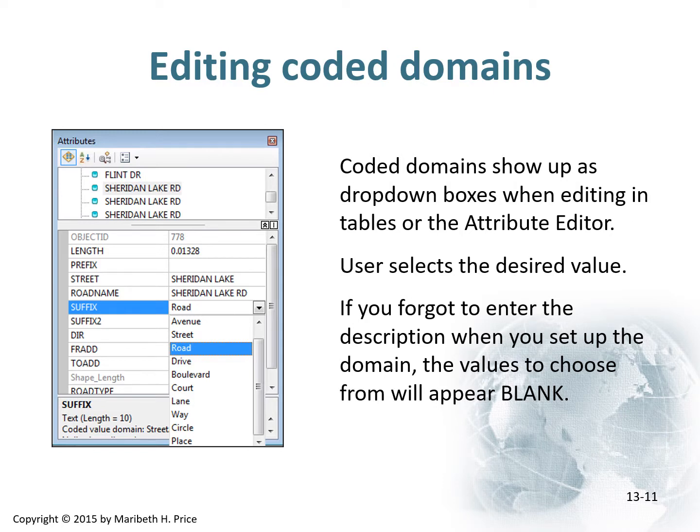How do you edit coded domains? Coded domains show up as drop-down boxes. You can simply select the desired values, and if you forget to enter the description, you can choose the form. If you don't do it when you set it up, it'll be blank. But again, the editing tools and everything there.